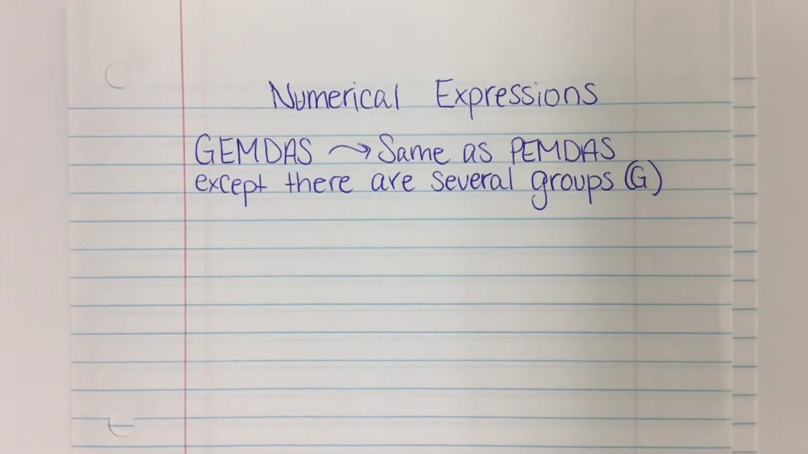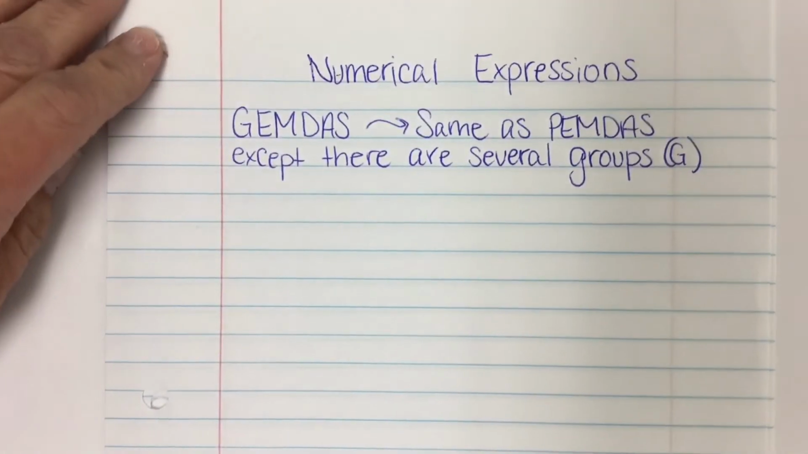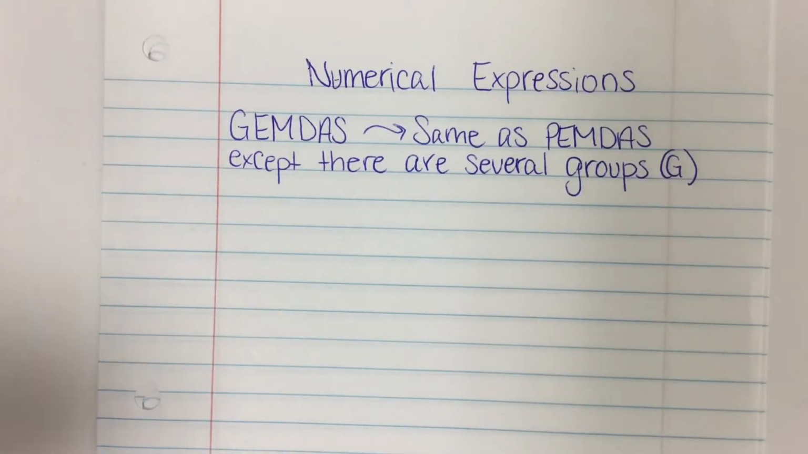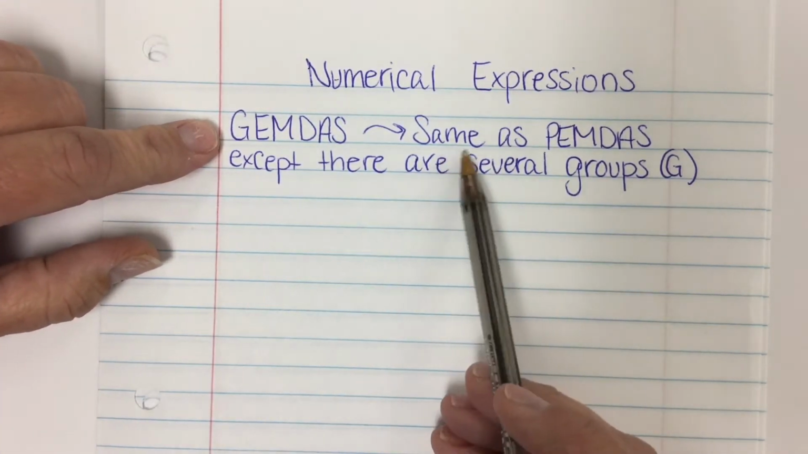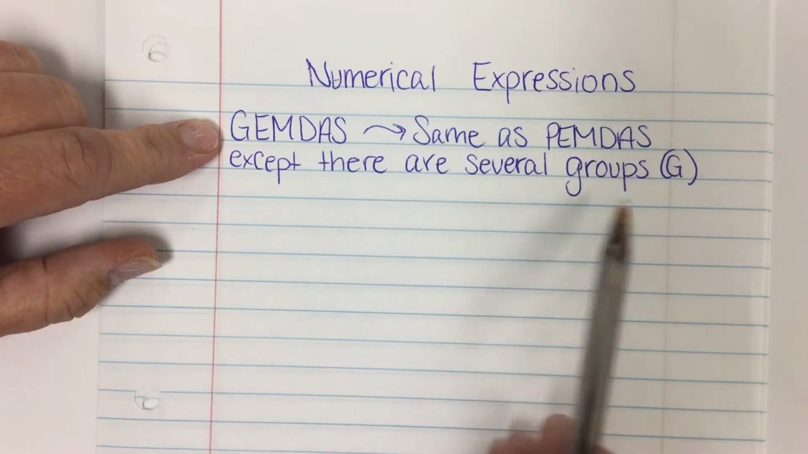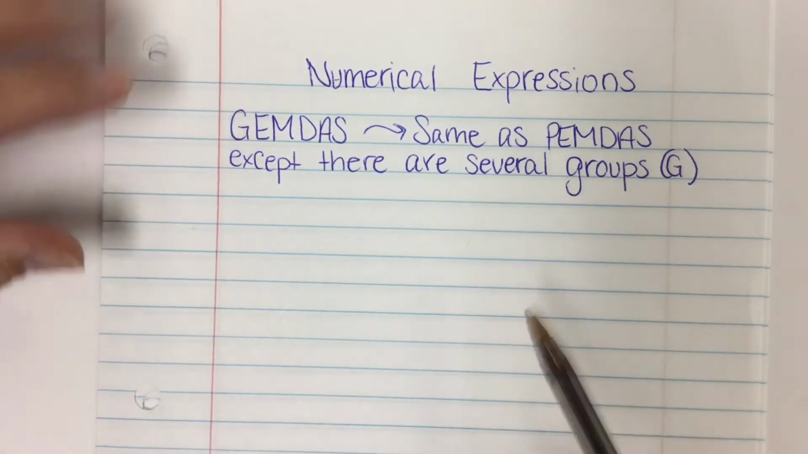Okay, so we went over PEMDAS on Monday. Today we're looking at GEMDAS, okay? And it's the same thing. It's numerical expressions. GEMDAS, the only difference is it's talking about groups. So it's the same as PEMDAS, except there are several groups. We're looking at groupings, okay?